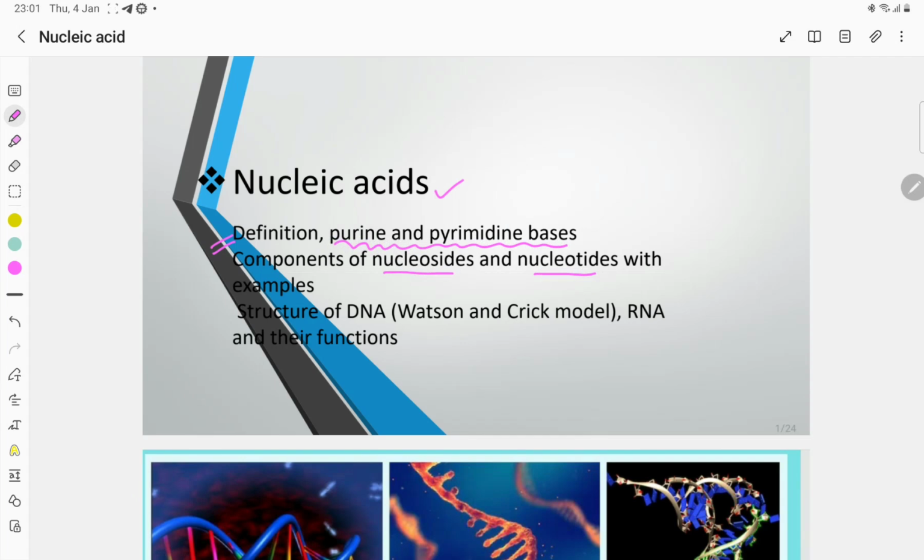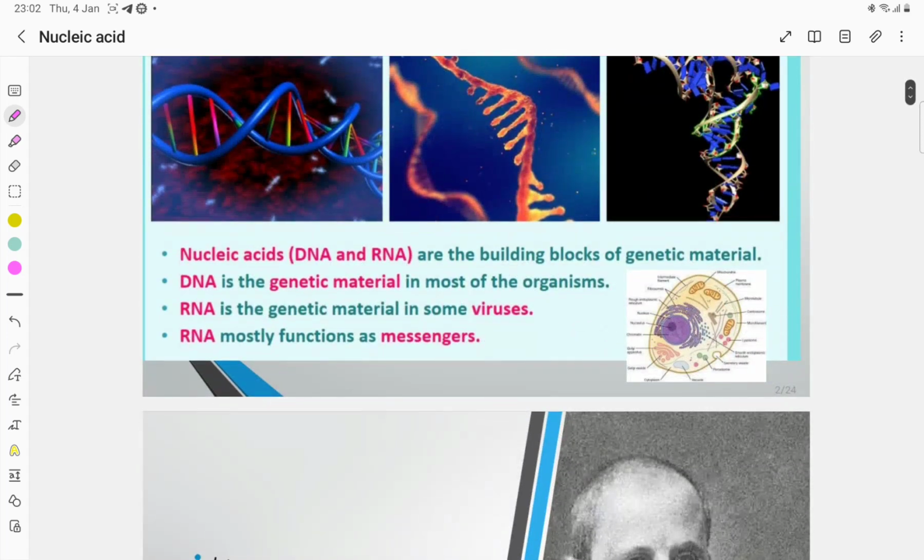We have to study the structure of DNA, which was proposed by the two famous scientists Watson and Crick. At the same time we also discuss RNA and the different types of RNA and their functions. So this is the content we are going to cover according to the syllabus present in the diploma course. First of all, we discuss nucleic acids.